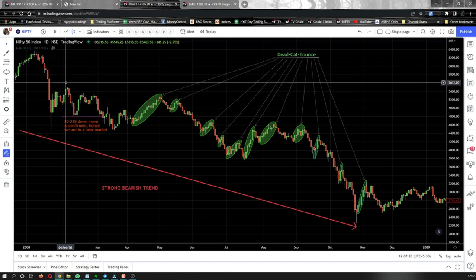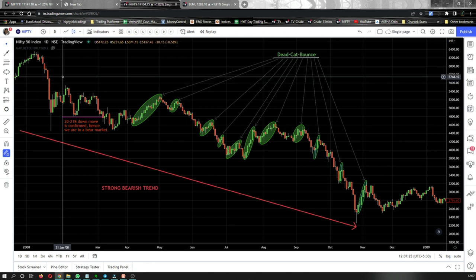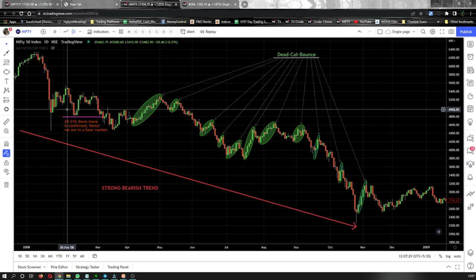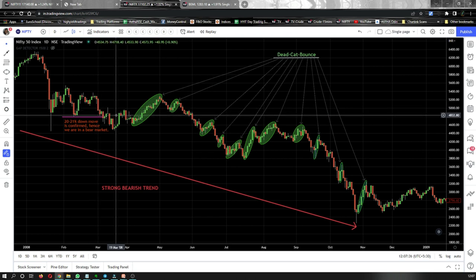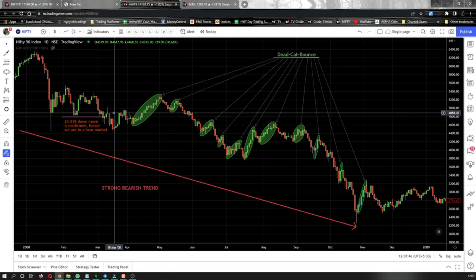So 20% of 6,000 will be 1,200 rupees, right? So unless and until the stock has gone down to 4,800, we cannot make the statement that the Nifty is in a bearish trend or Nifty has broken down. So we have to wait for that 20 to 21% move in the downside, and then we can make the statement that Nifty has broken and Nifty is in a strong bearish trend right now.